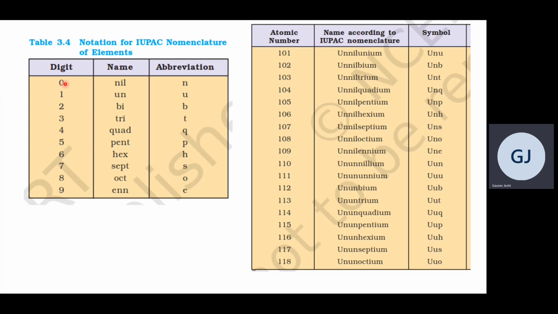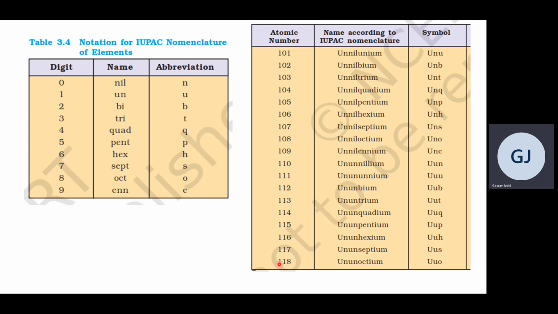Then we can even look at how the nomenclature is given to the elements. For example, if you look at the periodic table, you will find some names like nil, un, bi. For example, we have element 118, and its name is ununoctium. You cannot even pronounce the name correctly, and the symbol is given as UUO. So how is this name given? This name is actually simplified by this system.